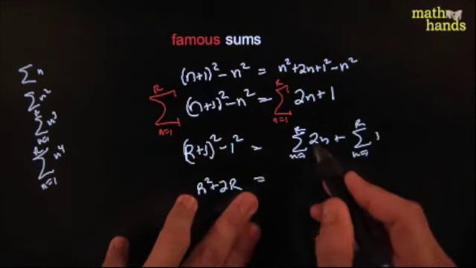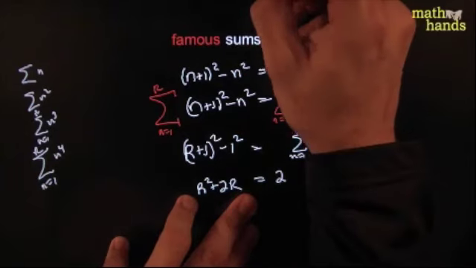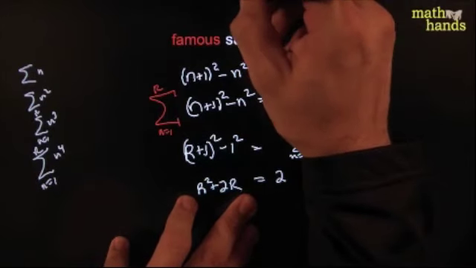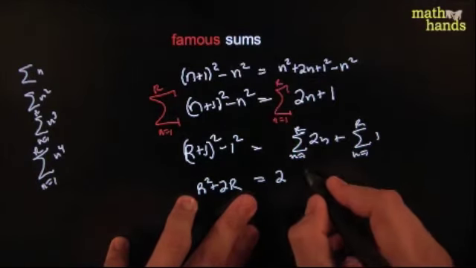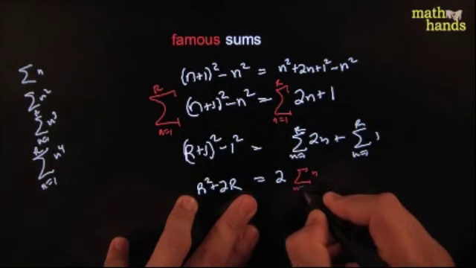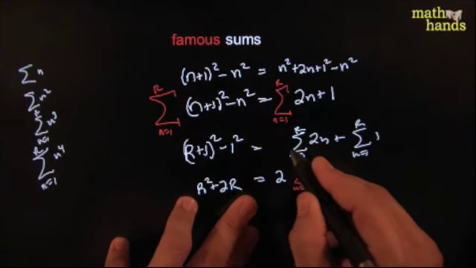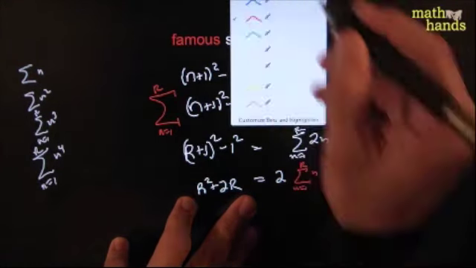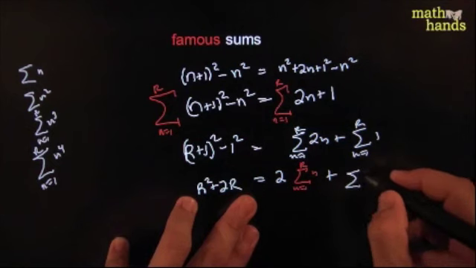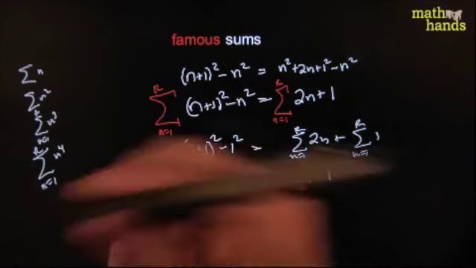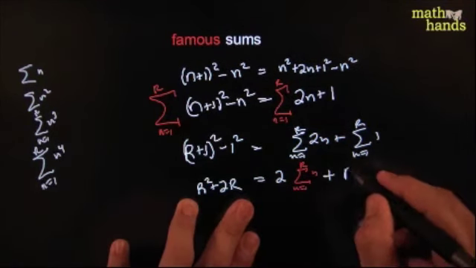That would go. And here I could pull out the 2, and I'm going to emphasize that because I'm going to make it red. That would be the sum of all the n's as n runs from 1 to r, because that's what happens when I pull out the 2. I'll change back to the other color, and this one's easy to do. This is 1 plus 1 plus 1, r times, that's just r.